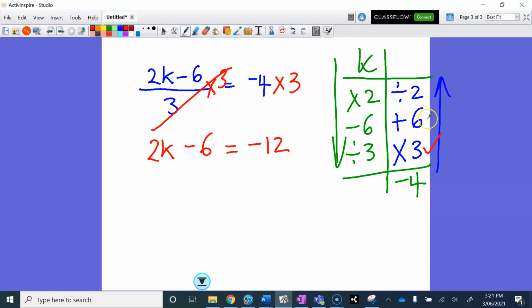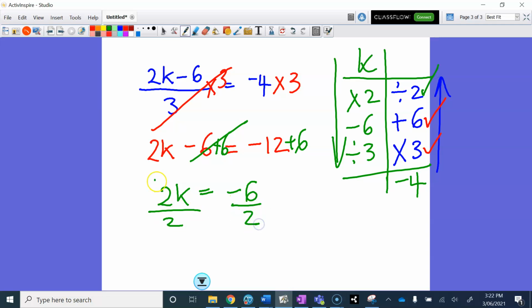Next step in the plan is to add 6 to both sides. So if I add 6 to the left side, I need to also add 6 to the right side. Negative 6, positive 6, 0. So I'm left with 2k is equal to negative 12, add 6, so I've got negative 6. And then the next step in the plan says I need to divide both sides of the equation by 2, which if I do, cancels off the 2 and just leaves me with k is equal to negative 6 divided by 2 is negative 3.